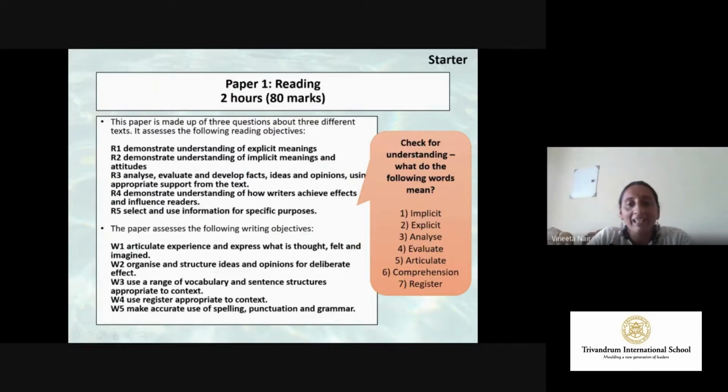So these are the keywords that one must keep in mind, especially the students, while they are attempting to write. They need to identify the implicit meaning, identify the explicit meaning, analyze, evaluate, articulate, comprehend, and also register.